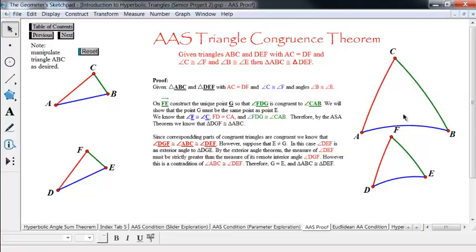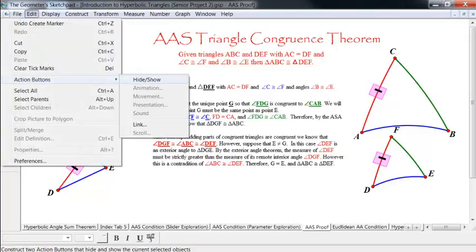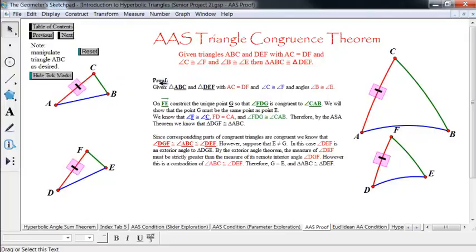What do we know? We know that AC is congruent to DF. Okay, so let me actually just mark that. AC and DF are congruent. And let me edit this just slightly so that these are going to show up here when we do the proof next time. So edit, action button, show, and we're going to name it AC equals DF.